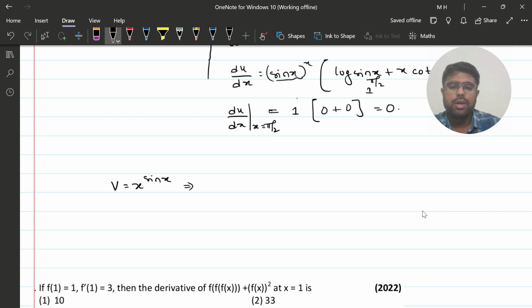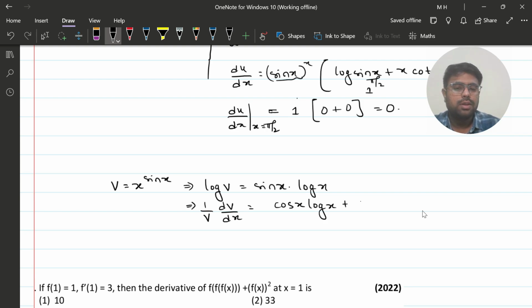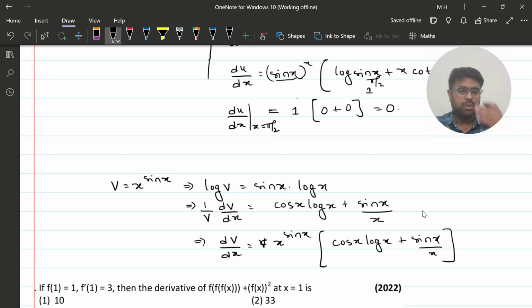If I take the log, I'm going to get log v is equal to sin x into log x. If I differentiate, I'll get 1 by v into dv by dx, which is equal to the derivative of sin x, which is cos x, log x as it is, plus, I will keep sin x as it is, the derivative of log x is 1 by x. Okay, if I take it to the other side, dv by dx is equal to v into, v is what? v is x raised to sin x, right? Into cos x log x plus sin x by x. Okay. This is what you have.